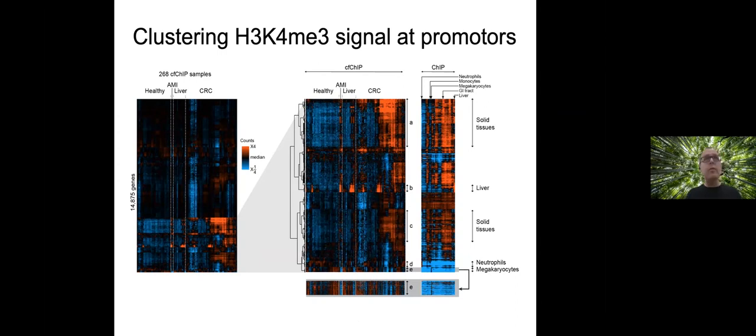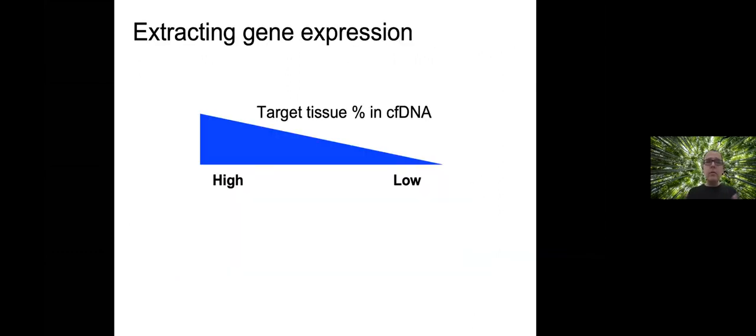But I want to give you two quick views on how we can use this information. So we are thinking of what we see in the plasma as essentially telling us something about the activity of genes at the cell of origin. And so there are two scenarios we can consider, or a spectrum of scenarios that depend on how much that cell of origin of interest, say the tumor, is contributing to the plasma.